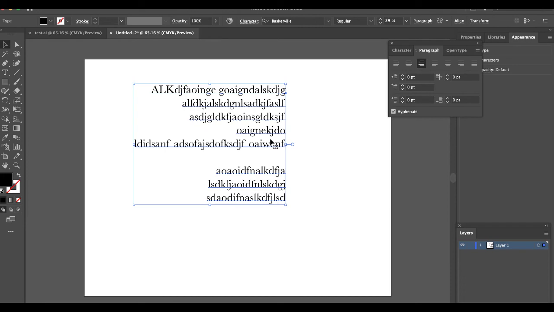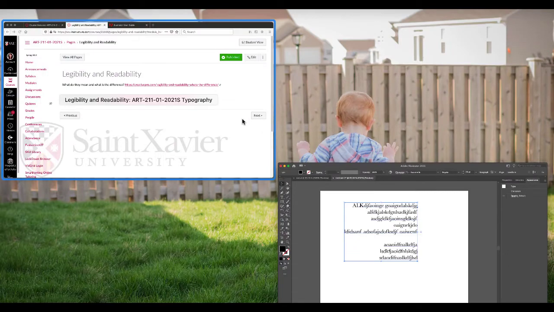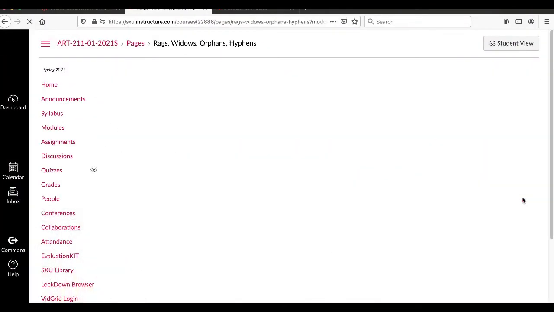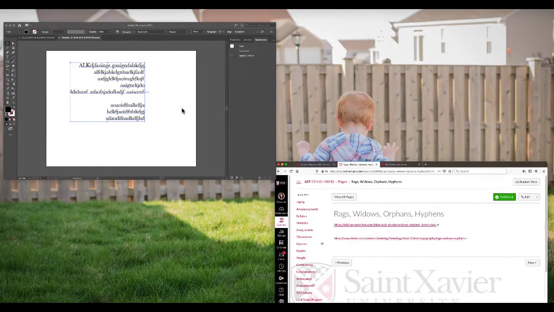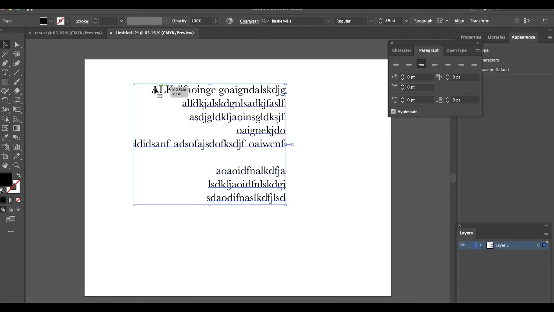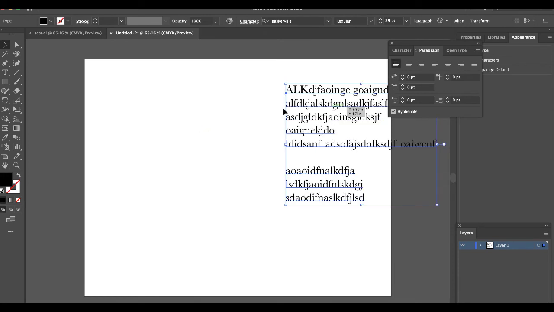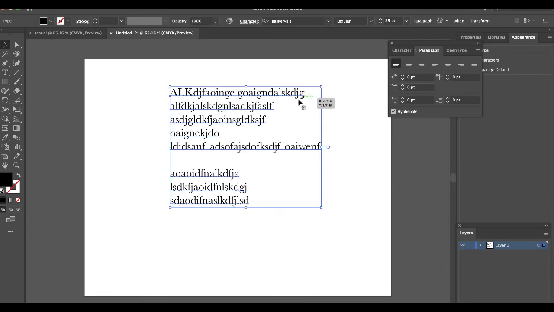Okay, couple other things that affect readability. I want to bring in some more vocab. Rags, widows, orphans, and hyphens. I will go into these in a second, but the rag here is this edge. I'm going to start with it actually justified this way so it's easier for us to see. It's where each line of text stops and the shape that that makes.